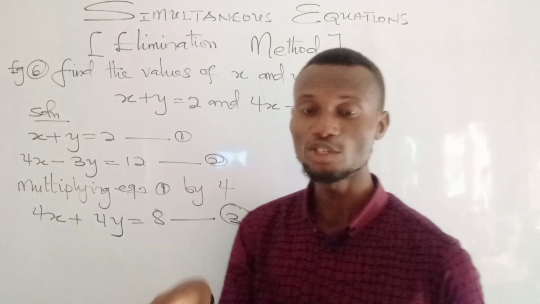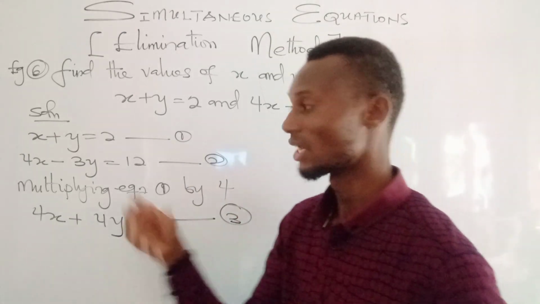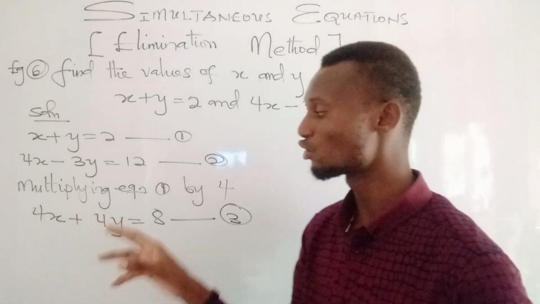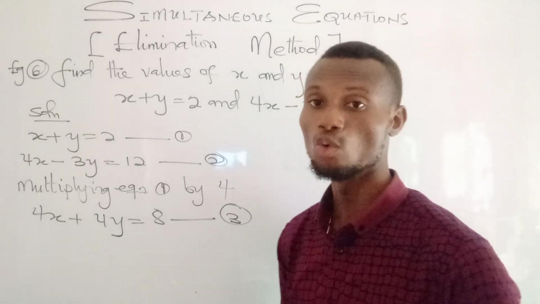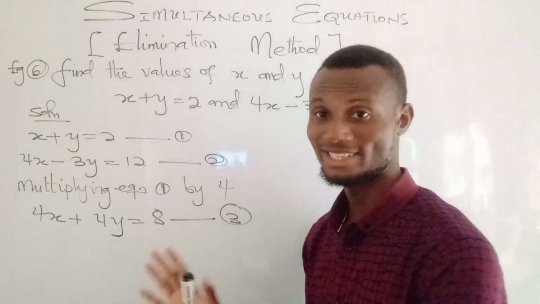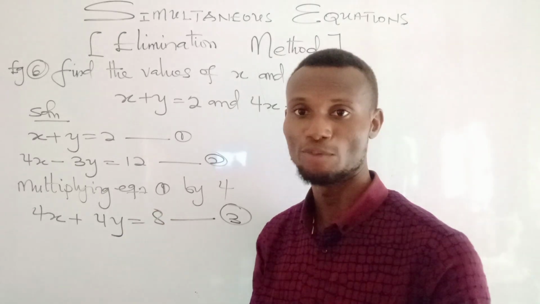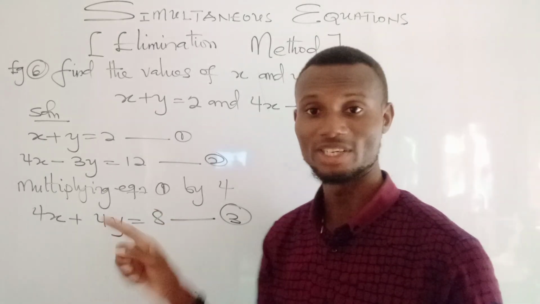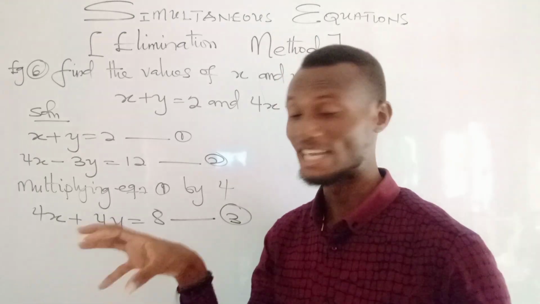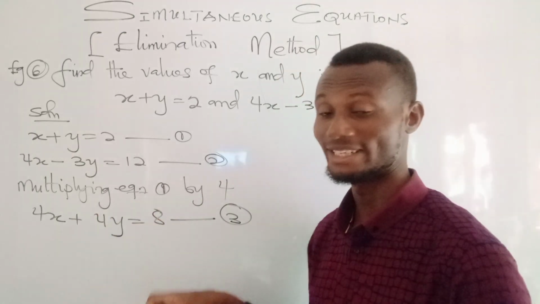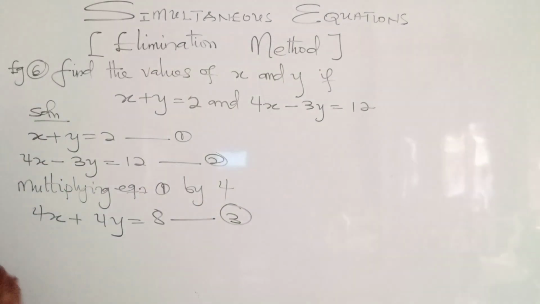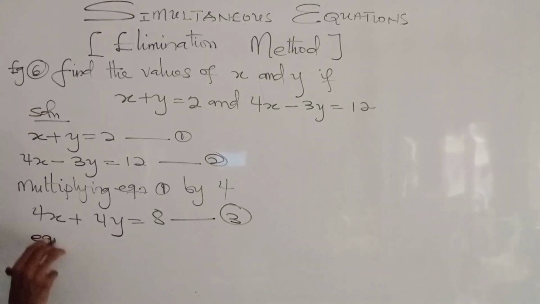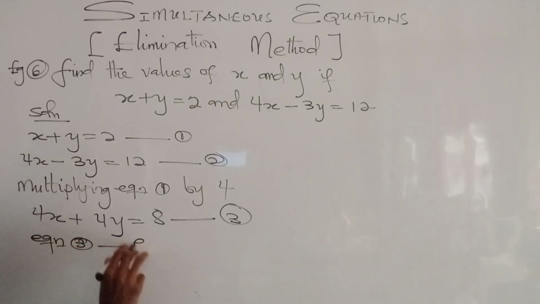So to be able to eliminate s, I'm going to do equation 3 minus equation 2, or you can also do equation 2 minus equation 3. You get the same result. It doesn't change anything. Either you do equation 3 minus equation 2, or equation 2 minus equation 3, so that we can eliminate the variable s from it. So let's go ahead. I'm going to write equation 3 minus equation 2. I hope you understand.